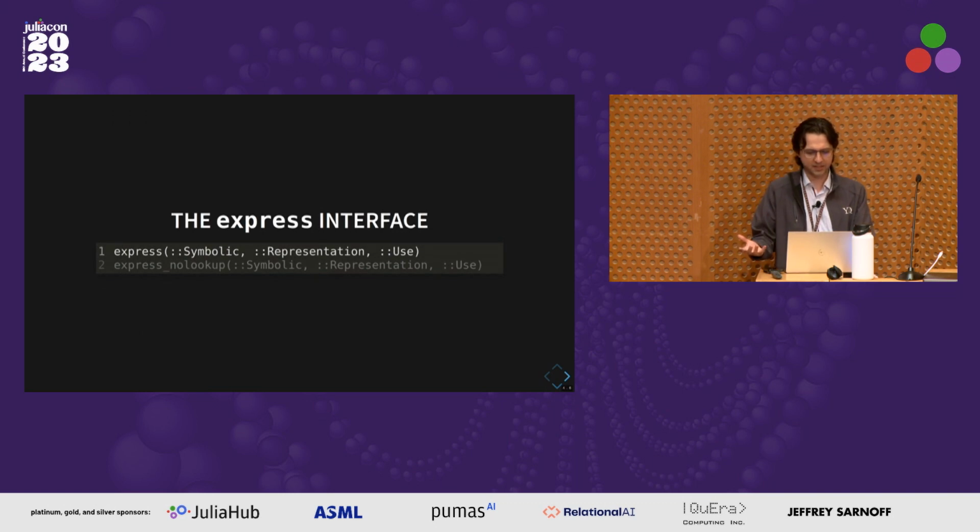And that Express interface I mentioned, it is the main piece of development that we actually need to invest time into. It has two steps, basically the Express, where you give it a symbolic expression, the type of backend representation you care about that the simulator interface might decide on its own, and the use case, because in some cases representing something as a state versus an operational state might require different operations on the back end. And then there is the Express no lookup, which is the underlying implementation.